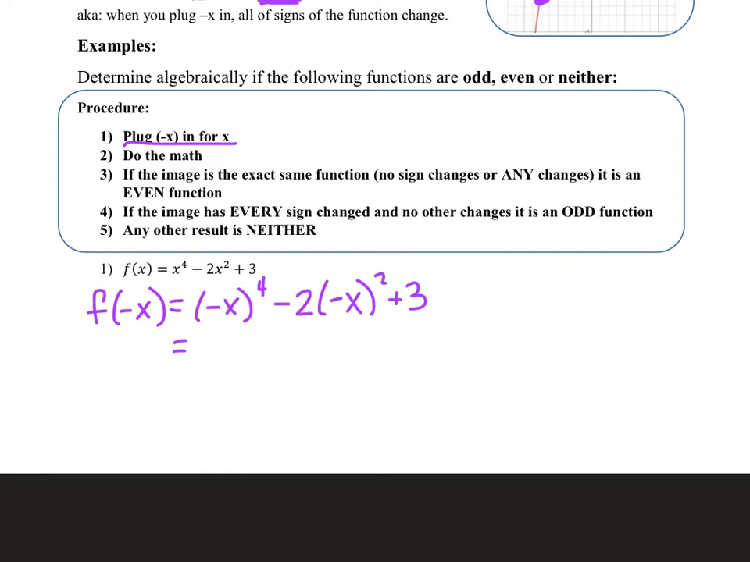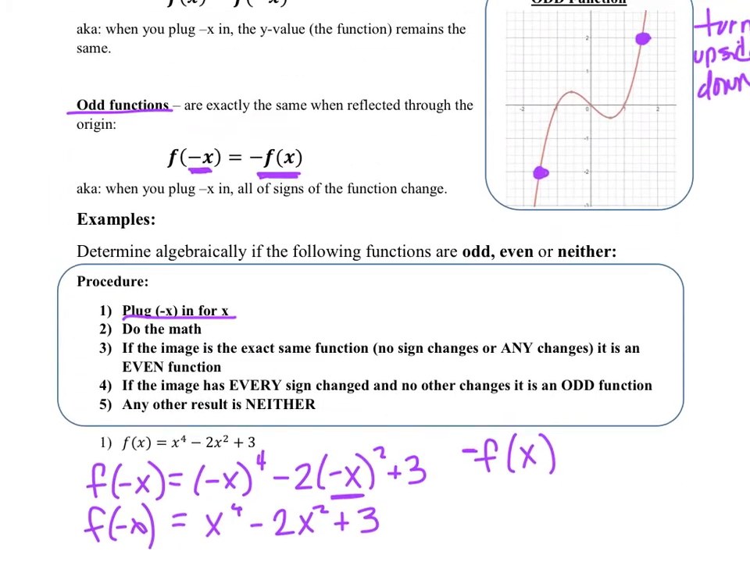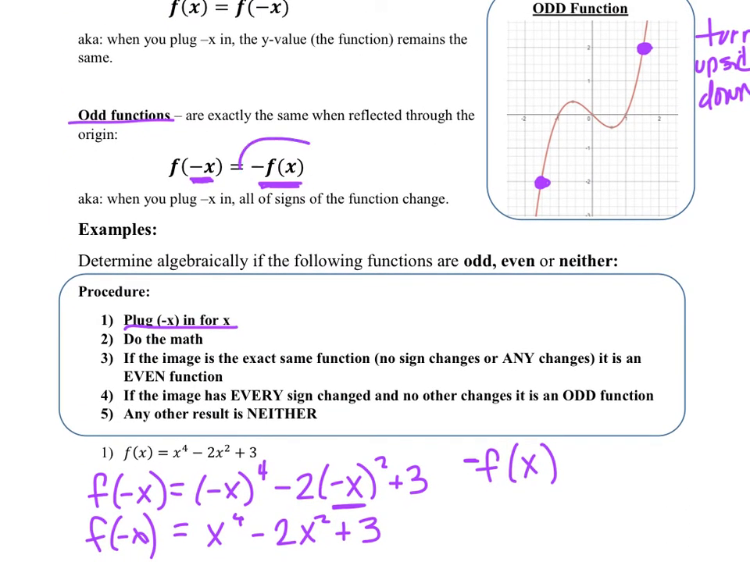So when I do the math here, any negative to an even power is going to be itself. So it's not going to change. Any negative to an even power is going to be itself. So that's what f of negative x is. And then what we also do is change the sign. So basically figure out what this negative f of x is. So maybe slightly different. We're doing this.